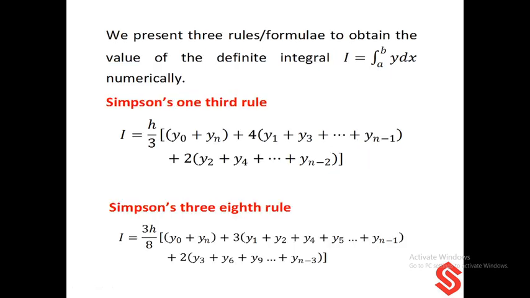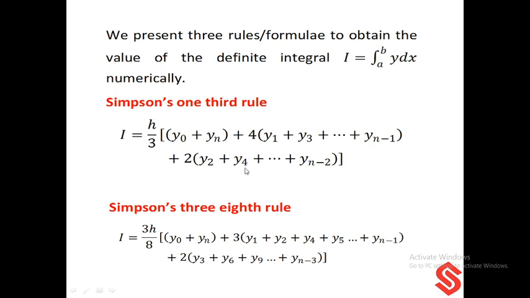We present three rules or formulae to obtain the value of the definite integral I is equal to integral a to b y dx numerically. So first one you have Simpson's 1/3 rule. The formula is I is equal to h by 3 into [y naught plus yn plus 4 into (y1 plus y3 plus y5 plus etc. plus yn minus 1) plus 2 into (y2 plus y4 plus y6 plus etc.